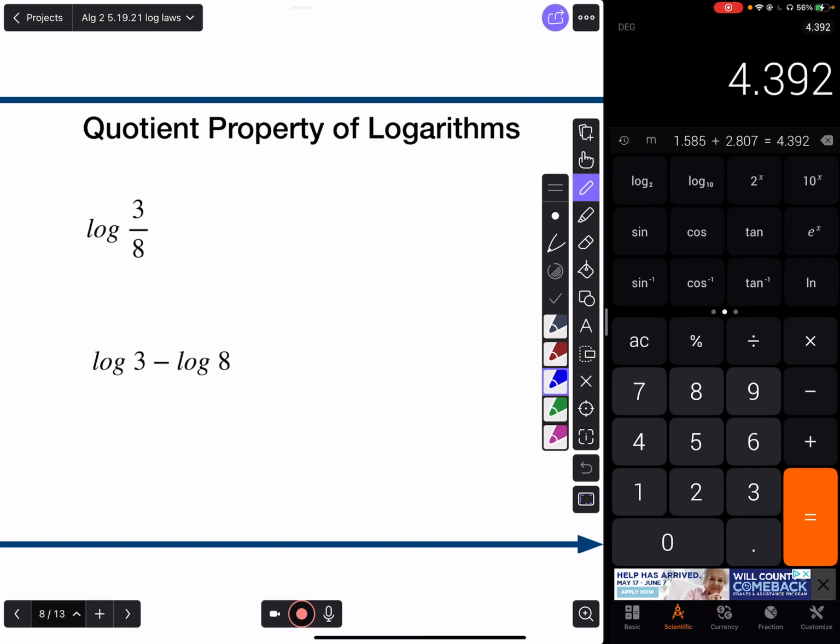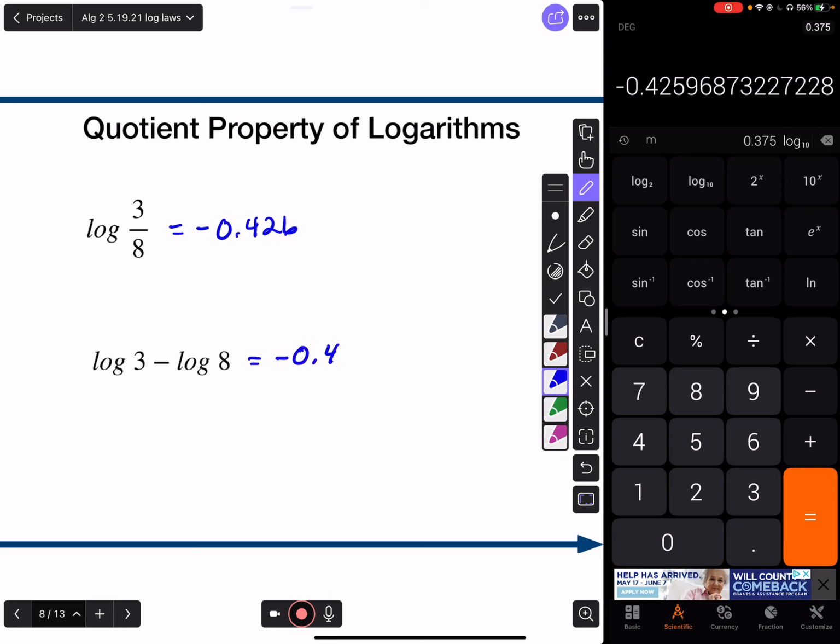Next one is the quotient property. I should have calculated these things ahead of time. Log of 3/8: on my calculator, 3 divided by 8 equals, and then I log that. So it's negative 0.426. And if I do log 3 minus log 8, it comes out to 0.426 also.